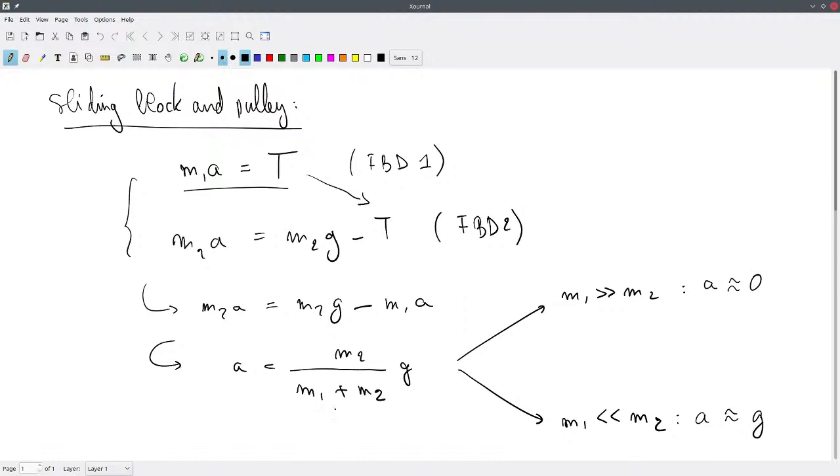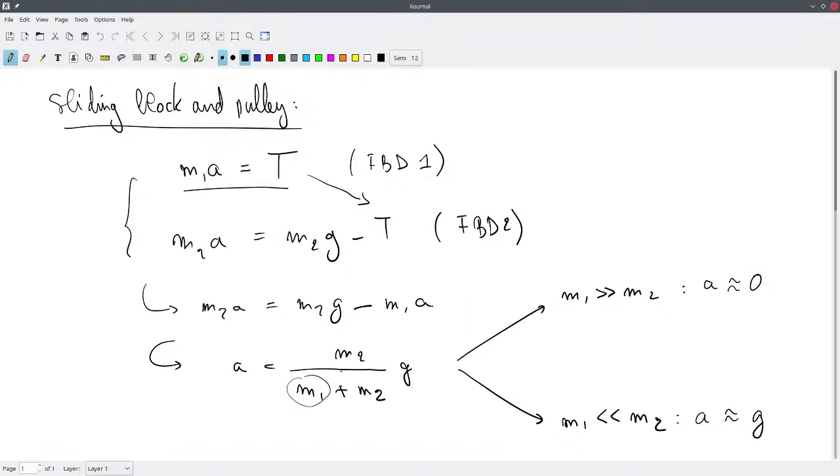If M1 is much less than M2, then this first term here will be almost 0 compared to the second term. So then you essentially get M2 over M2, so that's 1. In the first case here, for M1 much greater, then this is essentially 0 compared to the M1 that we're dividing over.